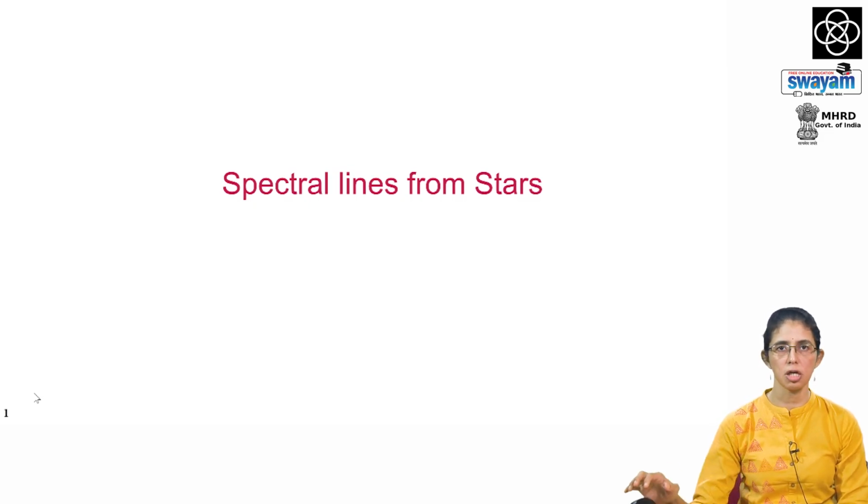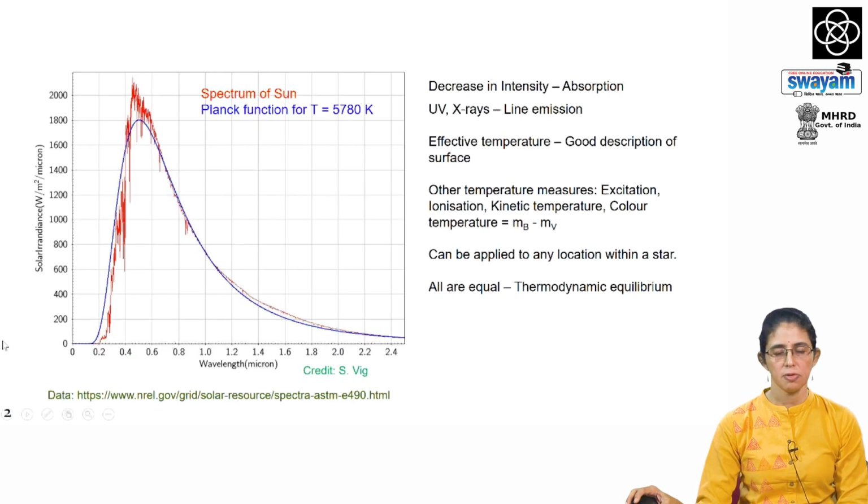We will next be talking about the spectral lines from stars. We again look at the spectrum of the sun. One can see that it can be approximately fit by a black body function whose peak corresponds to a temperature of 5780 Kelvin, and this temperature is known as the effective temperature or the surface temperature. The spectrum of the sun shows a number of absorption lines.